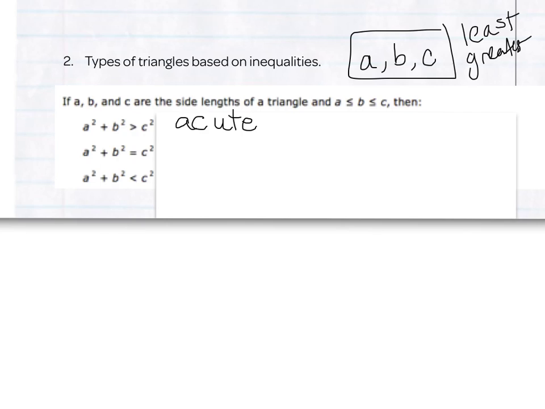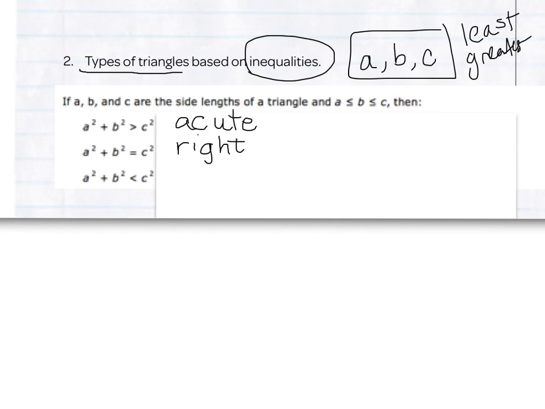Now, the second one, you probably already know the answer, right? Because we are classifying types of triangles right now based on inequalities. So the second one says, well, wait a minute, it's not exactly an inequality. It's an equal sign, so it's actually an equation. A squared plus B squared equals C squared. If this is true, it is a right triangle. And most of you knew that already.